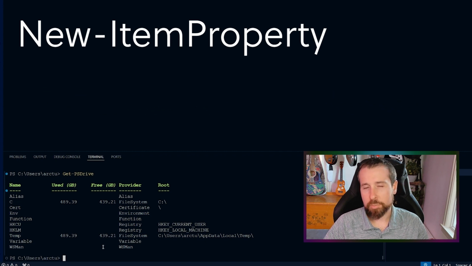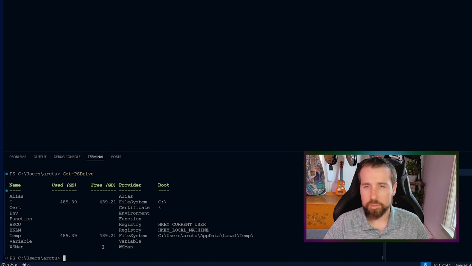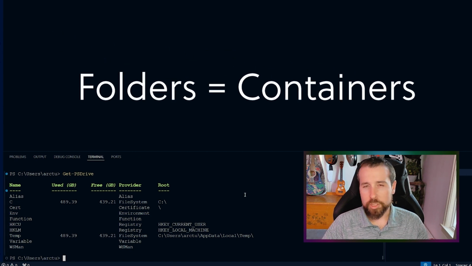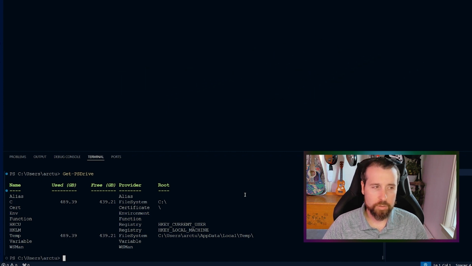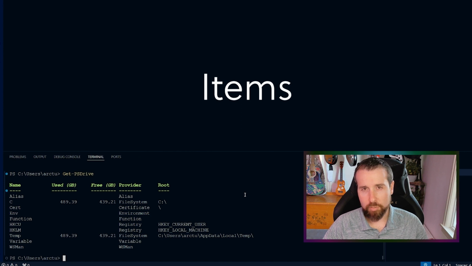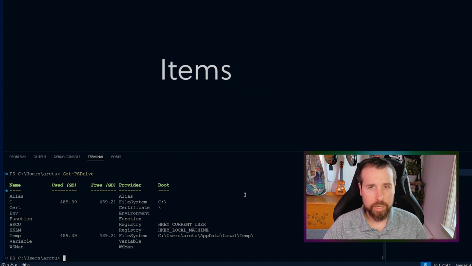So let's dig into providers, and we'll start off with the file system since most people are going to be familiar with that. In the file system, we have folders, which can be defined as containers, and then we have files, which can be defined as endpoints. Like I mentioned, both files and folders are going to be referred to as items, so when we run a command like Get-Item, it can grab both files and folders.